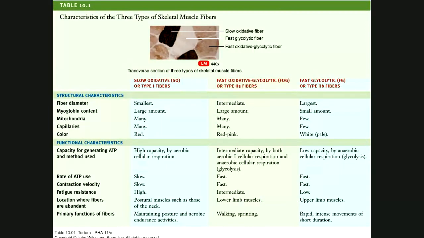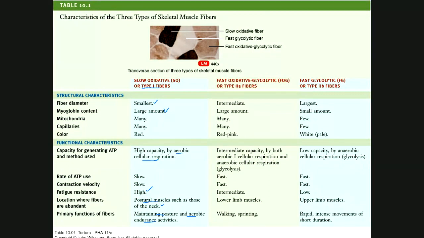So again, slow oxidative fibers, which are type 1 fibers, are the smallest. We've got the most of these. They have a high capacity for aerobic cellular respiration, so they have a high fatigue resistance, and they're considered our postural muscles. For example, for me to be standing in front of the room lecturing for an hour or two, these are the postural muscles holding my neck in place. So they're maintaining posture, and they're also used in aerobic endurance activities.